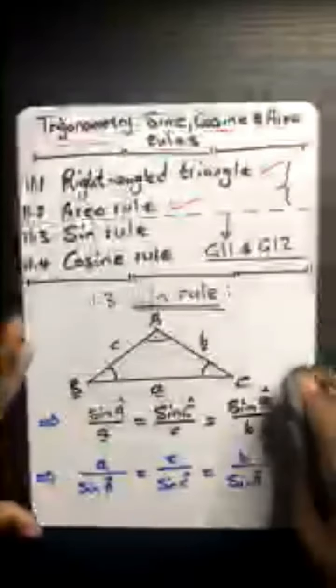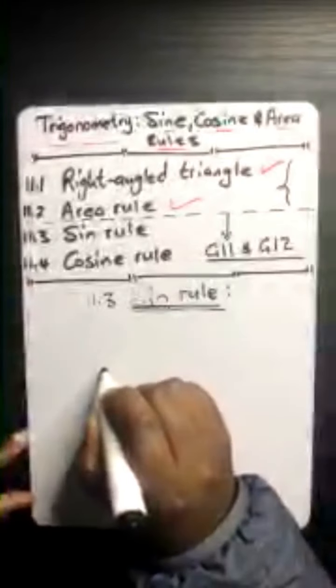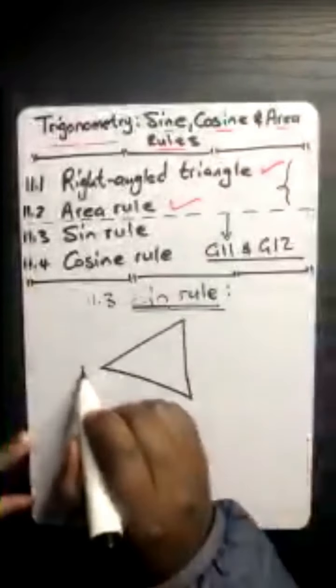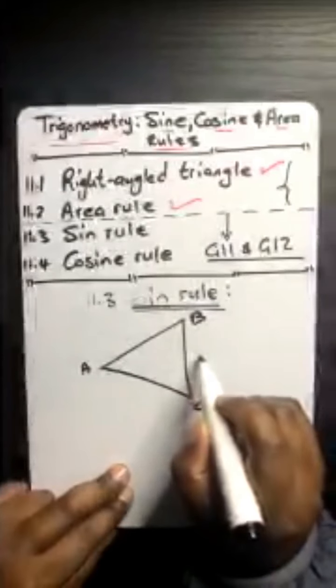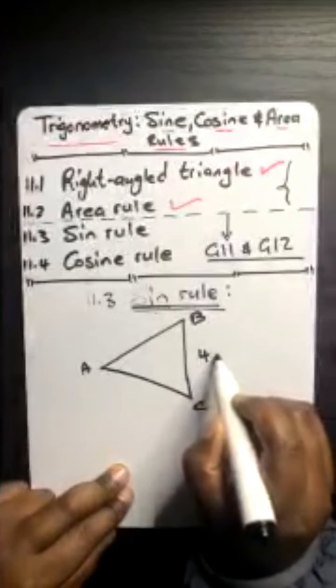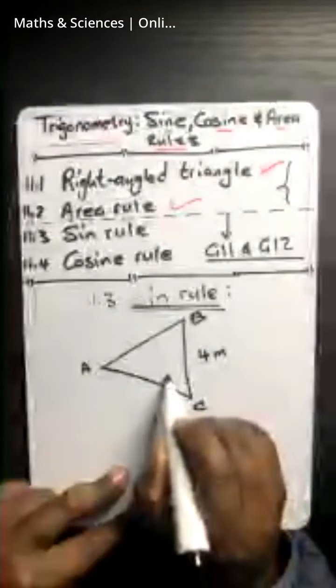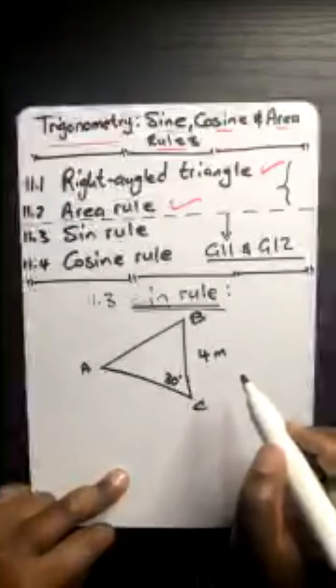Okay, let's see. Let me maybe remove all of these and say we've got a triangle similar to that. Let's say this is A, this is B, this is C, and then this side, let's say we are given 4 meters. Let's say there we are given 30 degrees.